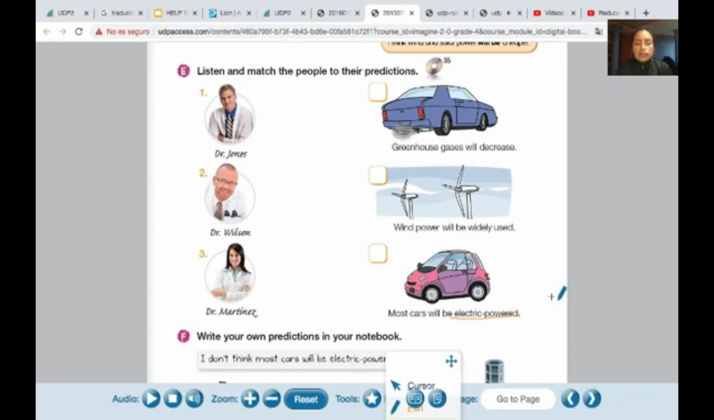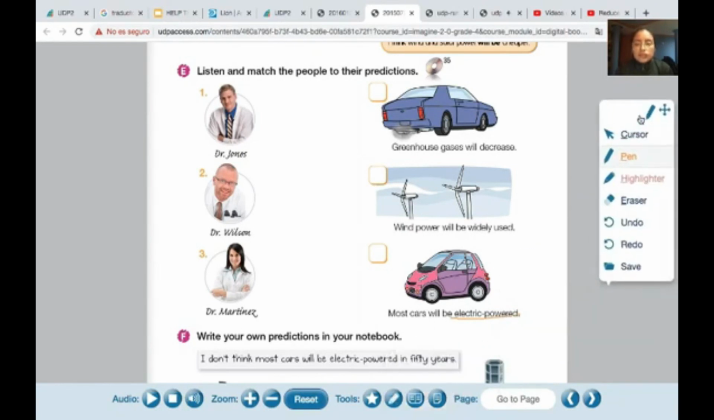Okay, Dr. Wilson, let's talk about the greenhouse gases. Well, they help Earth stay warm. The problem is the greenhouse gas levels are increasing. This is making the planet too warm. Ah, so it contributes to global warming. Yes, that's right. So what will happen in the future? Actually, there's some good news. I think greenhouse gases will decrease up to 50% by 2050.